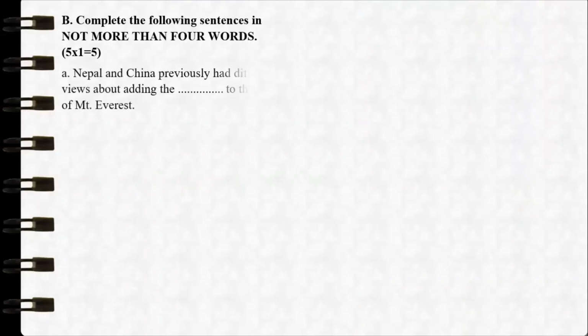Question number 2. Question number 2 says, complete the following sentences in not more than 4 words. In fact, question number 2 is a sentence completion exercise. Again, look into the passage to find out the missing words.